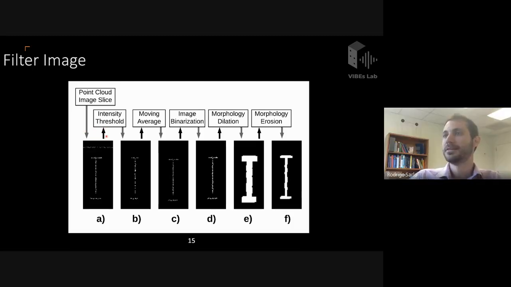Okay, excellent. So yeah, there's a wall here that gets eliminated by the threshold. Then we do some moving averages to smooth out and get a better resolution image. We binarize the image, and then we still are left with somewhat of a sparse point cloud here. So what we do is we use morphological operators to essentially close a lot of the gaps and get to a more reasonable cross section.